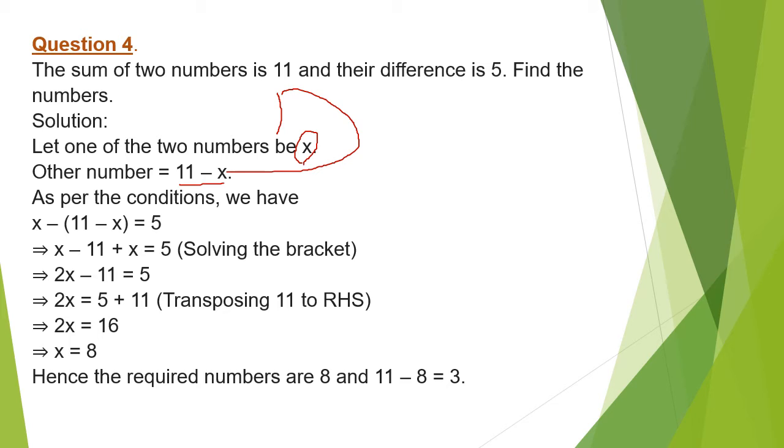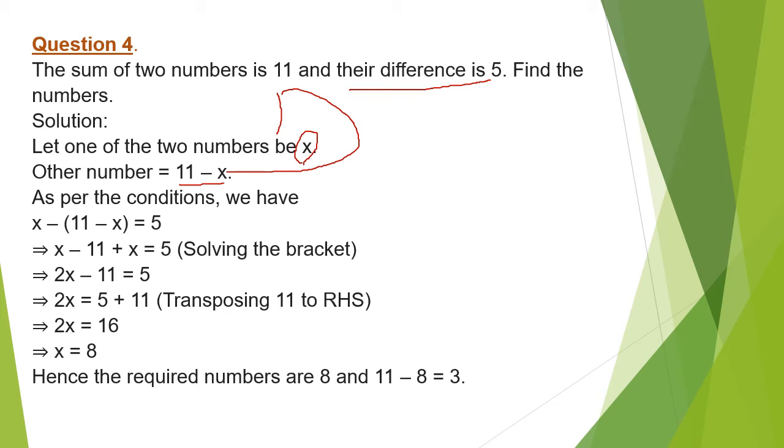And see, they also said that their difference is 5. We considered one number as x and another number as 11 minus x. The difference between these two numbers is 5. Difference means the subtraction symbol. So x minus (11 minus x) is equal to 5.